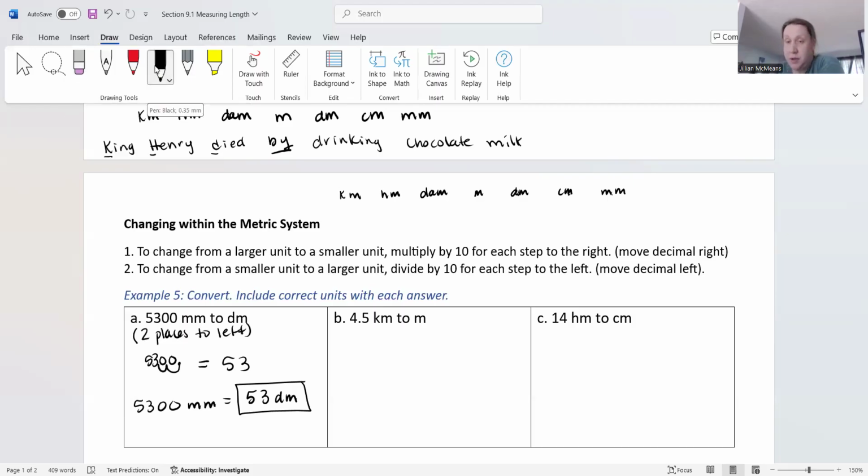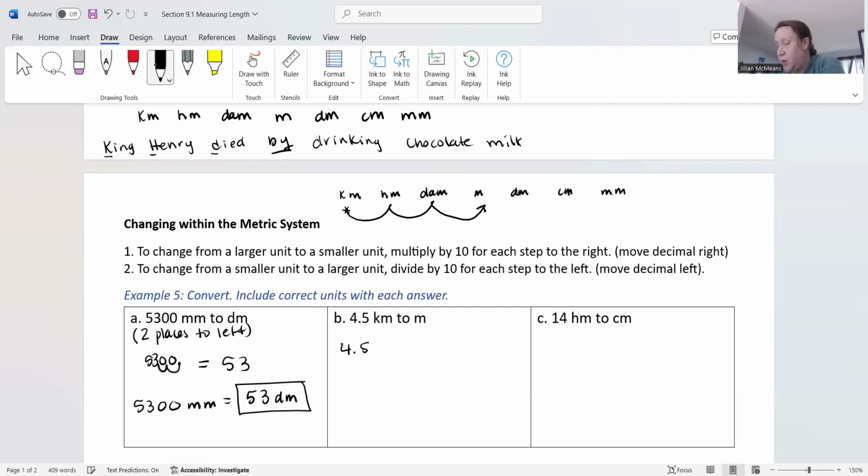So next up we have kilometers. So we have 4.5 kilometers. We want to convert that to meters. So I'm starting over here with kilometers. I need to get to meters, which would be to the right. So to get to hecto, I would multiply by 10. To get to deca, I would multiply by 10 again. To get to just plain old meters, I would multiply by 10 again. So each time I multiply by 10, I move my decimal to the right.